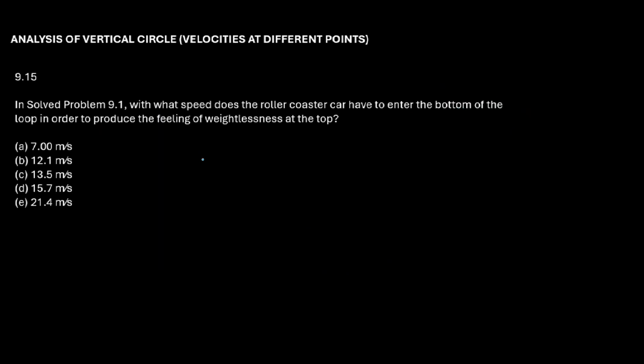So let's apply what we learned in a problem. We take problem 9.15. In solved problem 9.1, with what speed does the roller coaster car have to enter the bottom of the loop in order to produce the feeling of weightlessness at the top? So if you want to feel weightless at the top, you need to find at what speed you should enter the bottom of the loop.